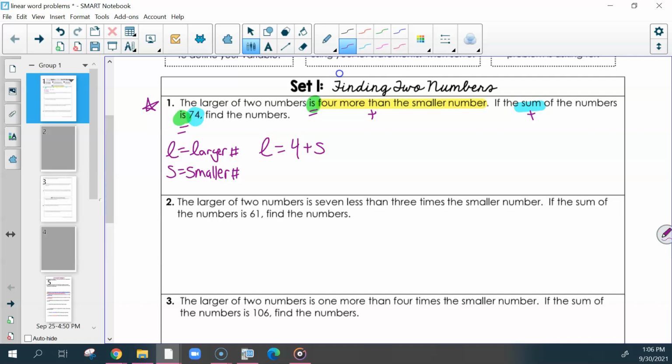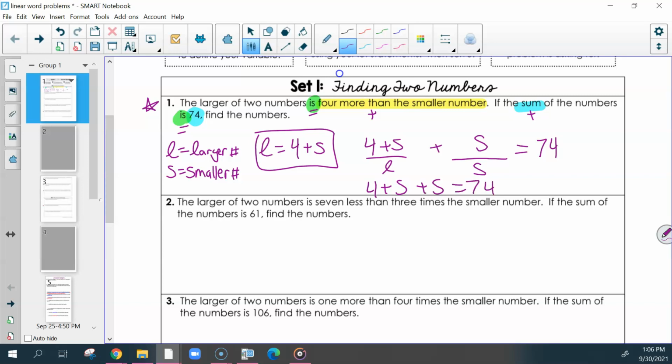I know the sum of whatever the larger and the smaller numbers are going to give me 74. Well, I don't know what the small number is at all, so I'm going to just put that as S. And the only thing I know about the larger number is that it's 4 more than the smaller number. So I'm going to put that in here, 4 plus S, since that is what L is. These are S's, not 5s, I know they look like it. And then I'm going to rewrite it. So I have 4 plus S plus S equals 74.